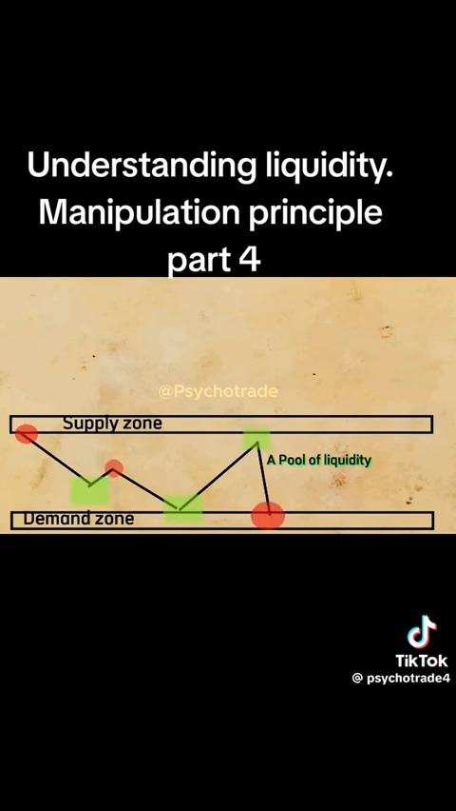Now this is where the big players enter the game. Institutions are not interested in trading in places where there are few orders. They need large amounts of liquidity to execute their positions. So when they notice a liquidity pool, they become interested in that market.